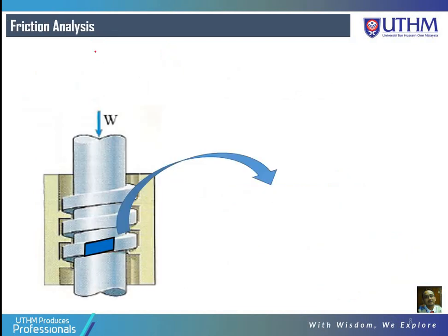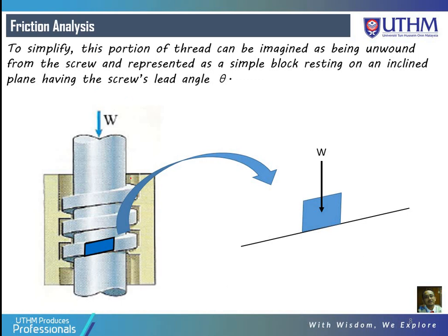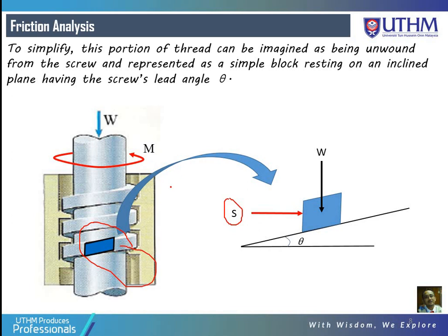Okay, let's see the friction analysis of the screw. To simplify, I just take out this block and put it into a larger picture. Considering there is a weight acting on the screw vertically, there is a weight here, and this is the angle of the screw. By the time we apply a moment at the screw, for sure there is an external force S that creates the moment M.